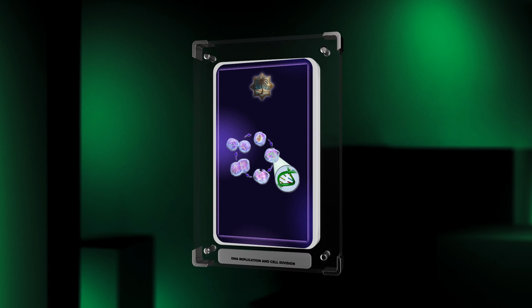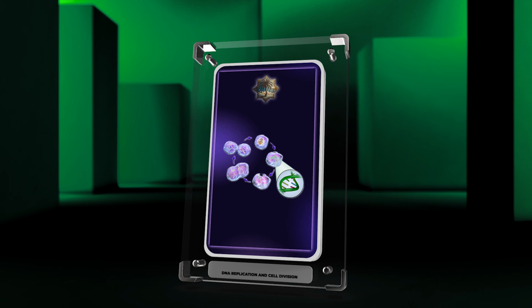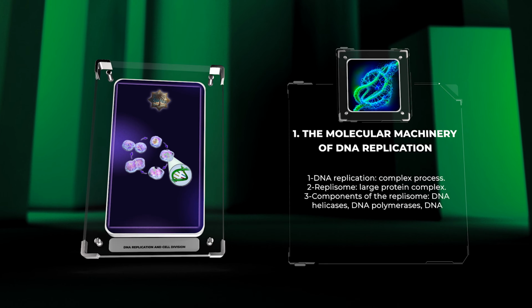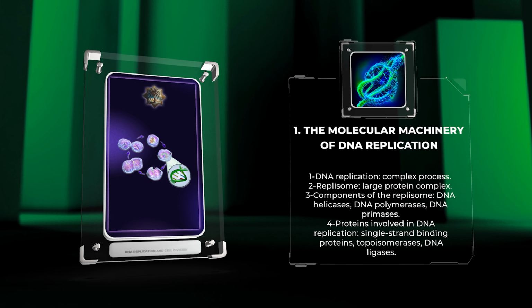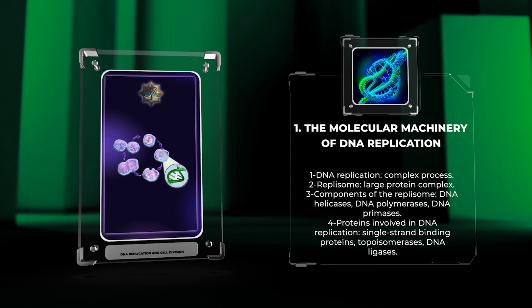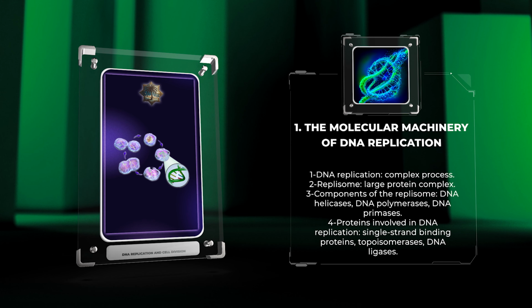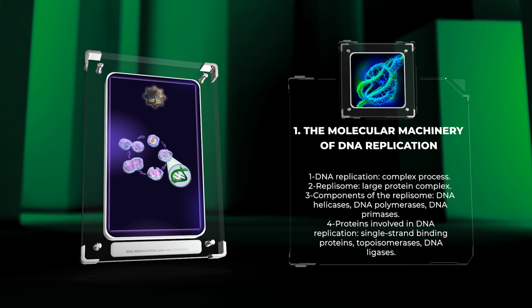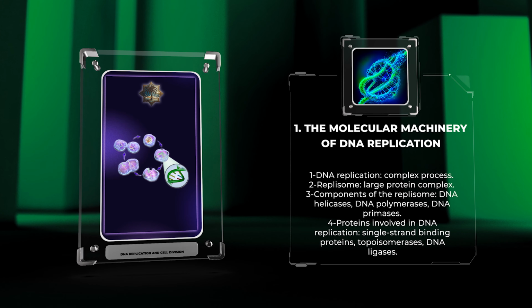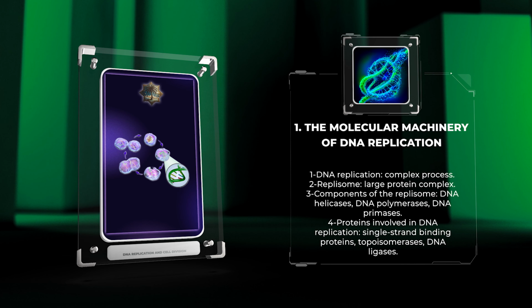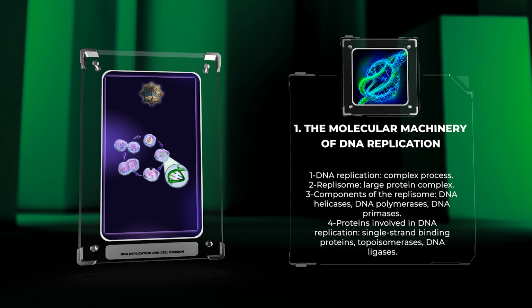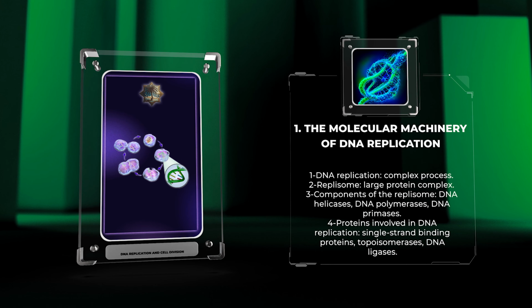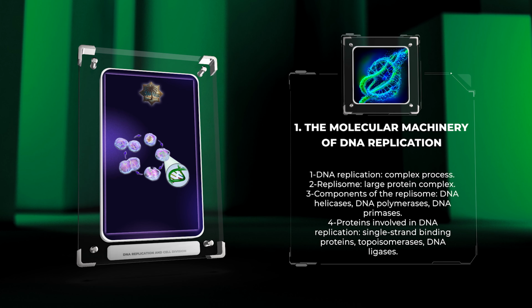So, let's start our journey by understanding the molecular machinery of DNA replication. DNA replication is a complex process that involves multiple proteins and enzymes working together. At the core of this machinery is a large protein complex called the replisome, which coordinates the replication process. The replisome consists of several key components, including DNA helicases, DNA polymerases, and DNA primases. These proteins are responsible for unwinding the double helix, synthesizing new DNA strands, and initiating DNA replication. Additionally, other proteins such as single-strand binding proteins, topoisomerases, and DNA ligases contribute to the replication process.